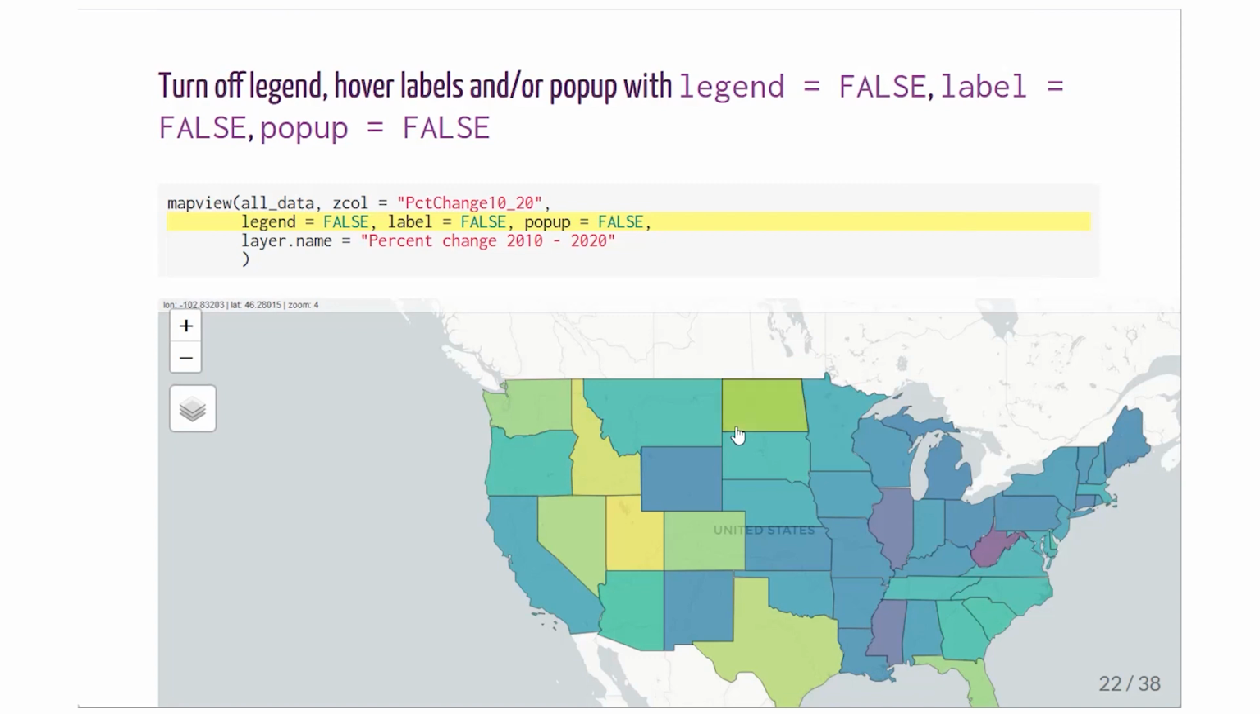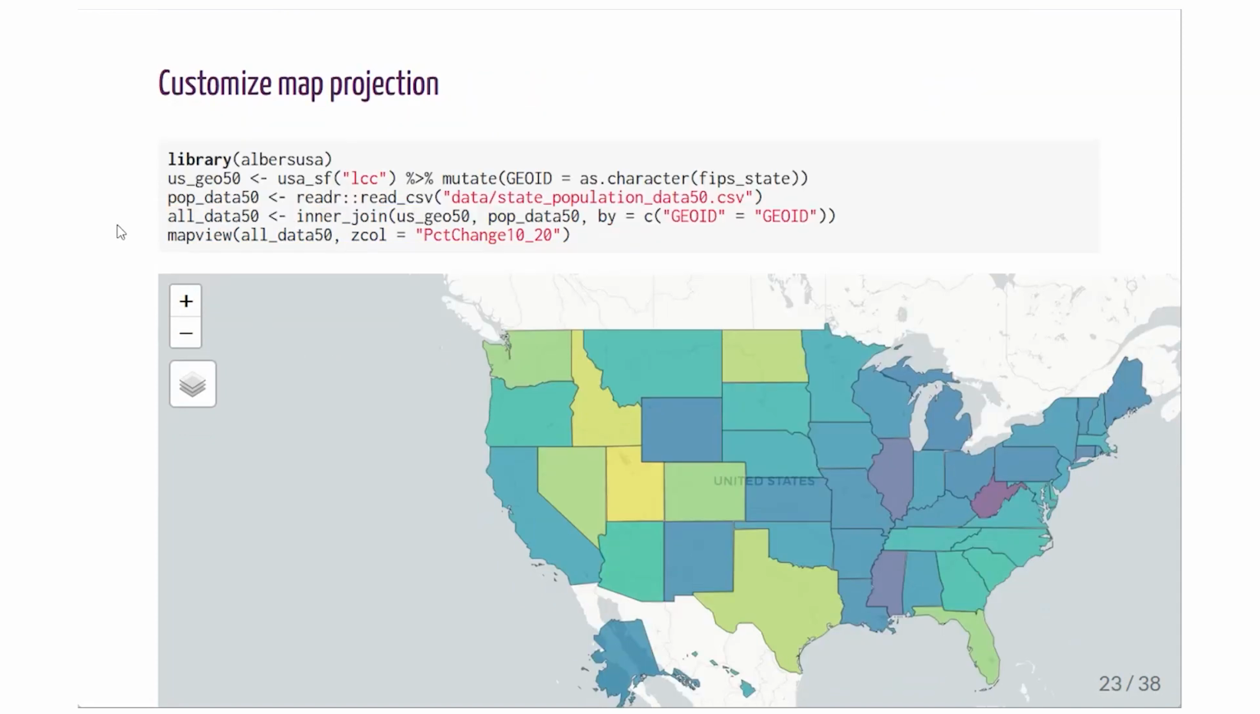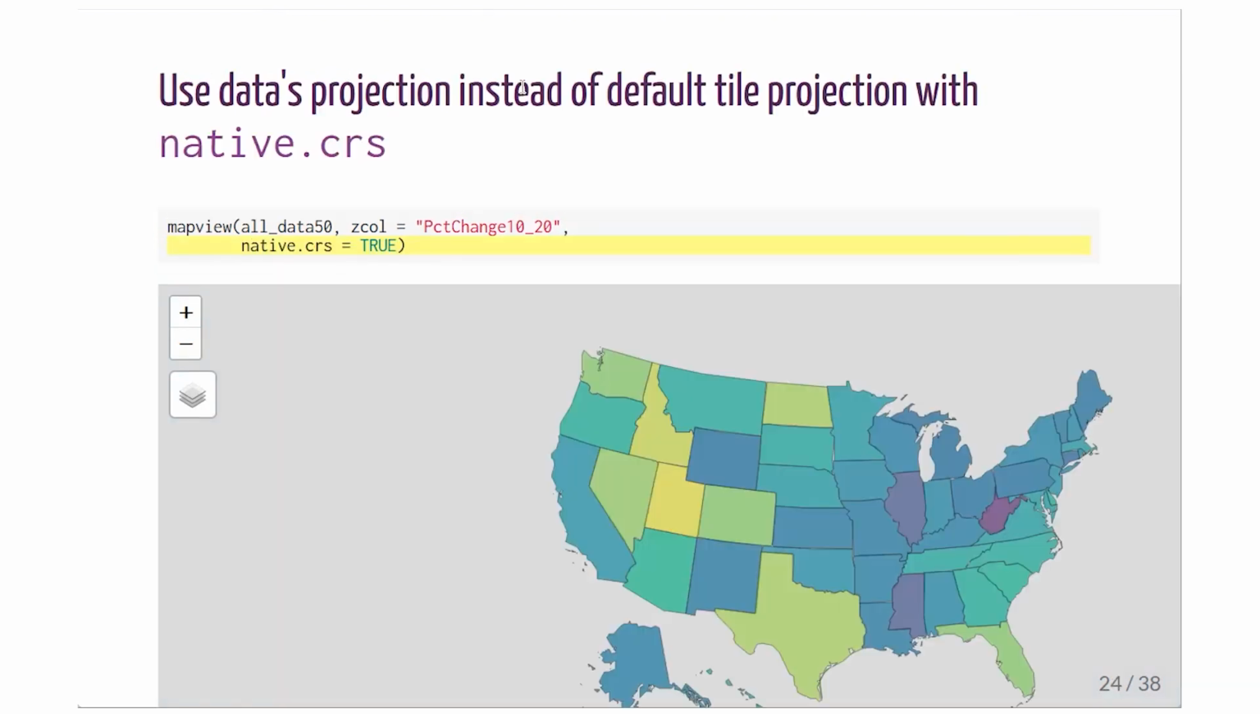You can also customize your map's projection. It's sometimes useful to show Alaska and Hawaii as insets instead of where they actually are geographically for a more compact map area. A few R packages generate a map like that, including albersusa. The first lines of code here join an albersusa map with some new data. But if you look at my MapView map, it's still using the default background tiles. And I don't really want Alaska and Hawaii over Mexico. But if I tell MapView to use my data's native projection, it'll automatically turn off the background tiles altogether and show a properly projected map.